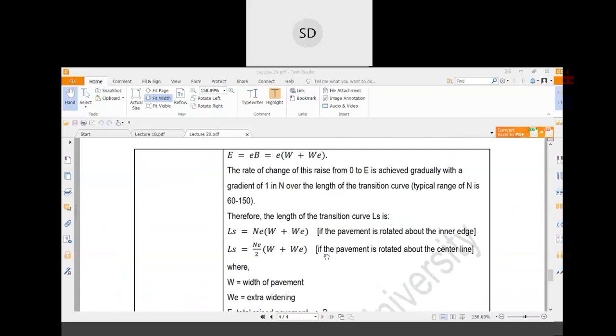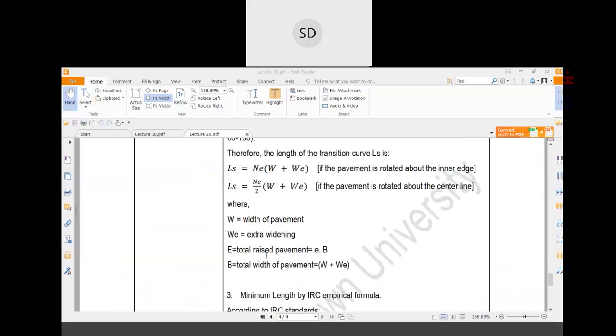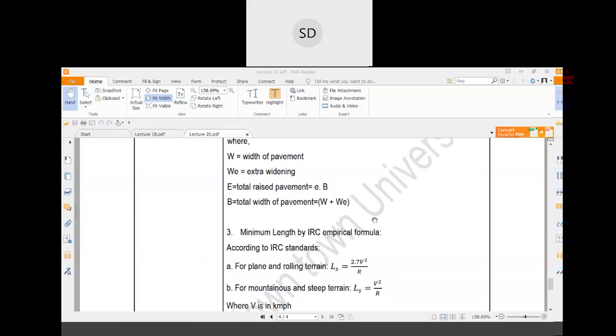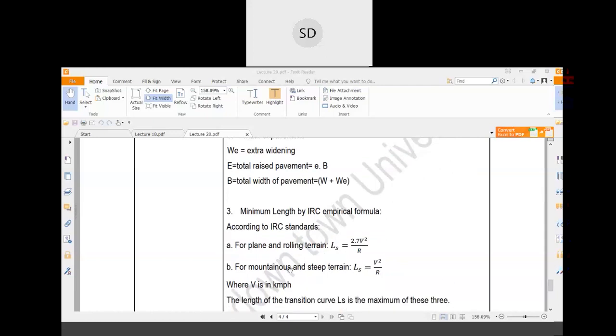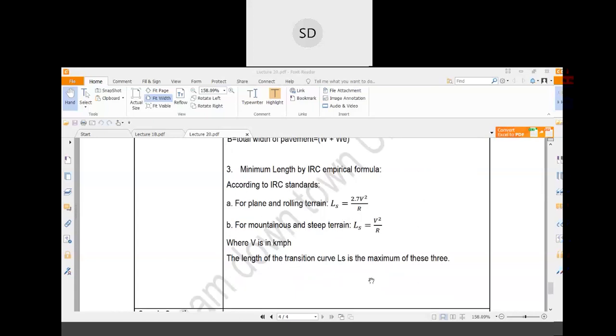Okay, so those are the things which are written over there. Another formula is the minimum length as per the IRC guidelines. IRC has given an empirical formula for the LS, that is 2.7 V square divided by R for plain and rolling terrain, where V is in kilometer per hour. And for mountainous and steep terrain, your LS would be V square divided by R.